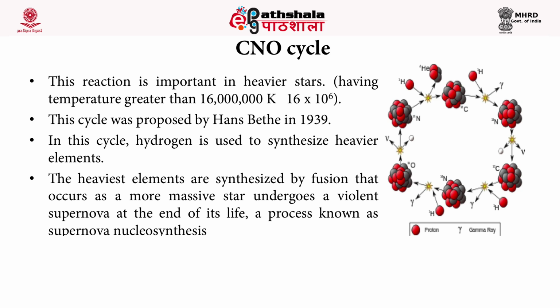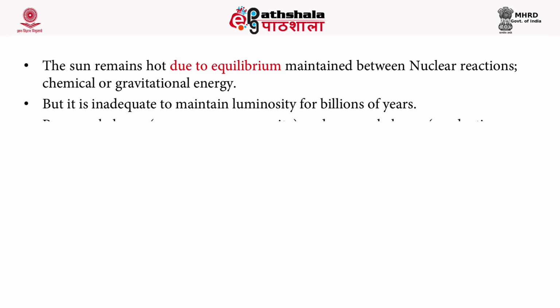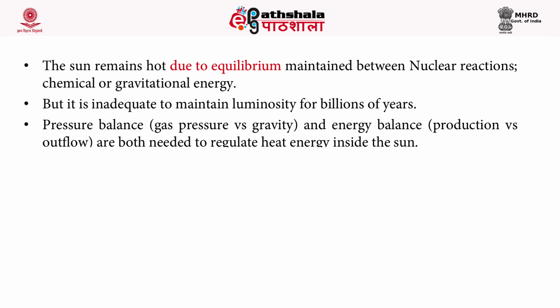The heaviest elements are synthesized by fusion that occurs as a more massive star undergoes a violent supernova at the end of its life, and this process is known as supernova nucleosynthesis. The sun remains hot due to equilibrium maintained between nuclear reactions, chemical energy or gravitational energy, but it is inadequate to maintain luminosity for billions of years. The pressure balance, that is gas pressure versus gravity, and energy balance, that is production versus outflow, are both needed to regulate heat energy inside the sun.